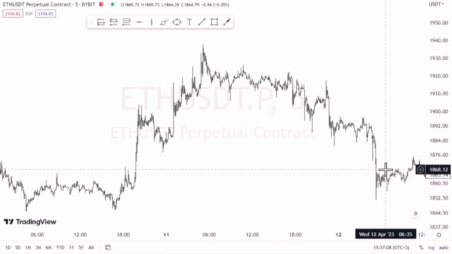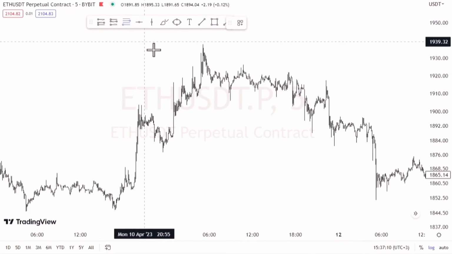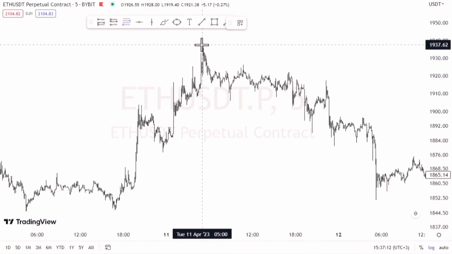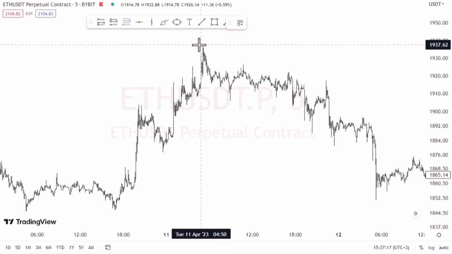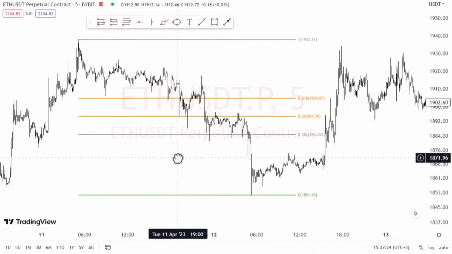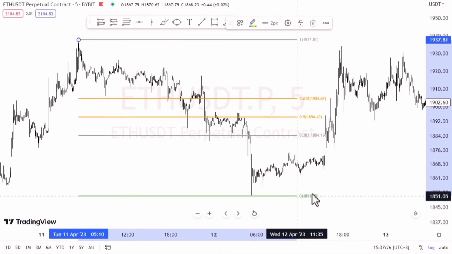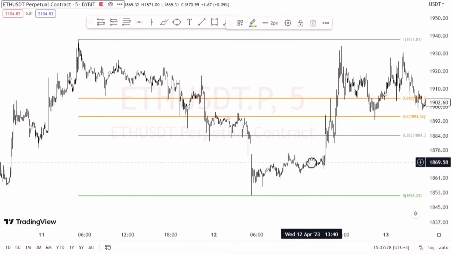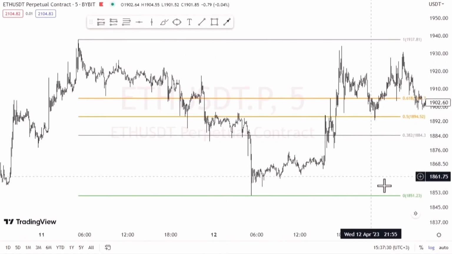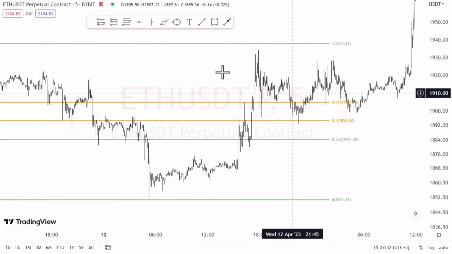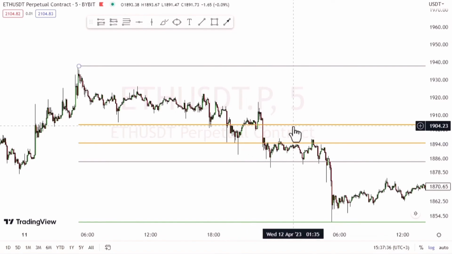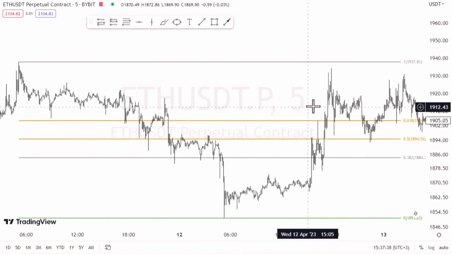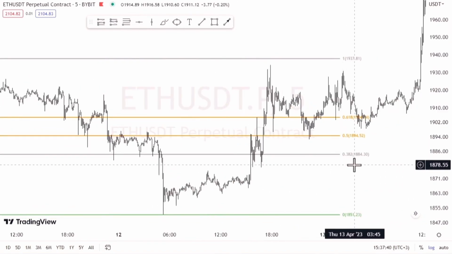It is really simple. We should find the highest point and the lowest point. We must consider the shadows, the wicks, too. So I put it from here to here. Then we can extend it. As you can see, price beautifully had reactions to these areas. And it works like support and resistance levels. And as I told you before, these are the levels: 38, 50, 61, and 1, or let's say 100. So we can set target points here.